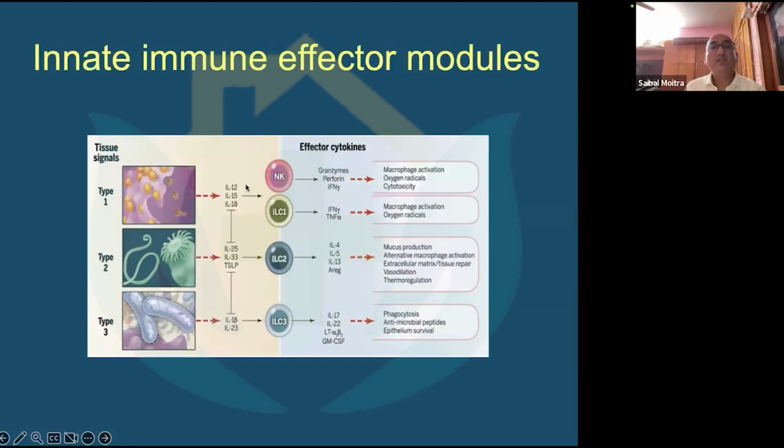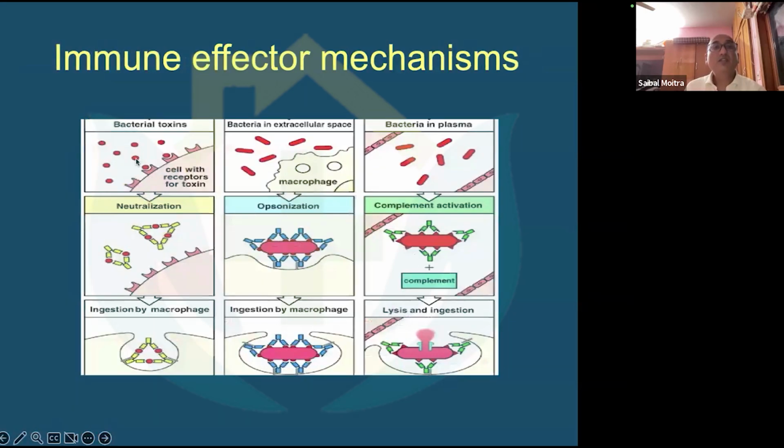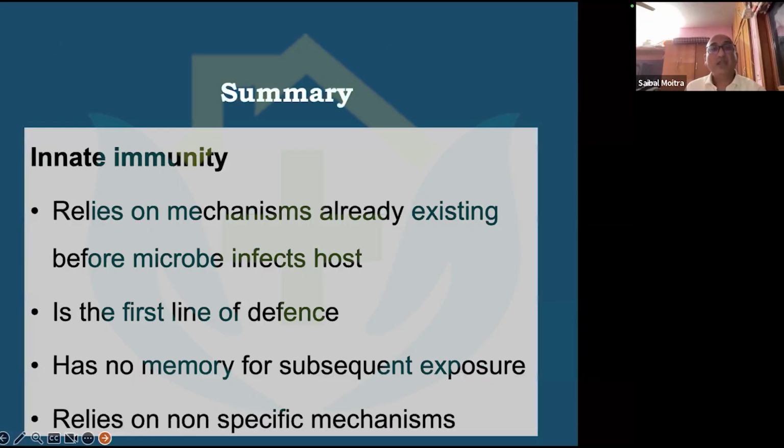So for the extracellular ones, that is the innate immune effector mechanism, type 1, type 2, type 3. Similarly, we have the adaptive immune response: the type 1 immune response by Th1, type 2 by Th2, and type 3 by the Th17 cells. So this we have talked about: neutralization, opsonization, complement activation, ADCC, and all the effector mechanisms.